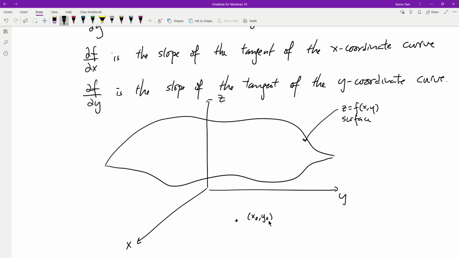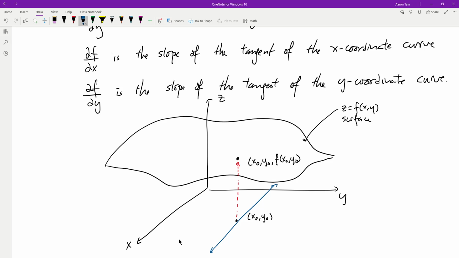Imagine I define a point on the bottom, which is this point, x sub 0, y sub 0. This point corresponds to a point somewhere directly on top of it: x sub 0, y sub 0, f of x sub 0, y sub 0. So remember, the general idea is that we take this point and move up to where the surface is, based on what the function f of x sub 0, y sub 0 would give you. Good so far?